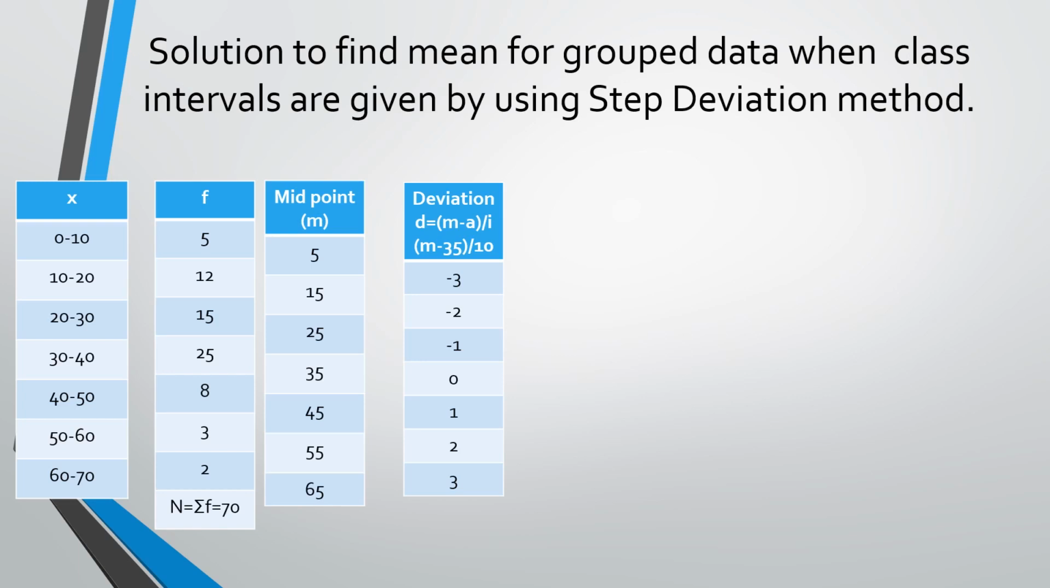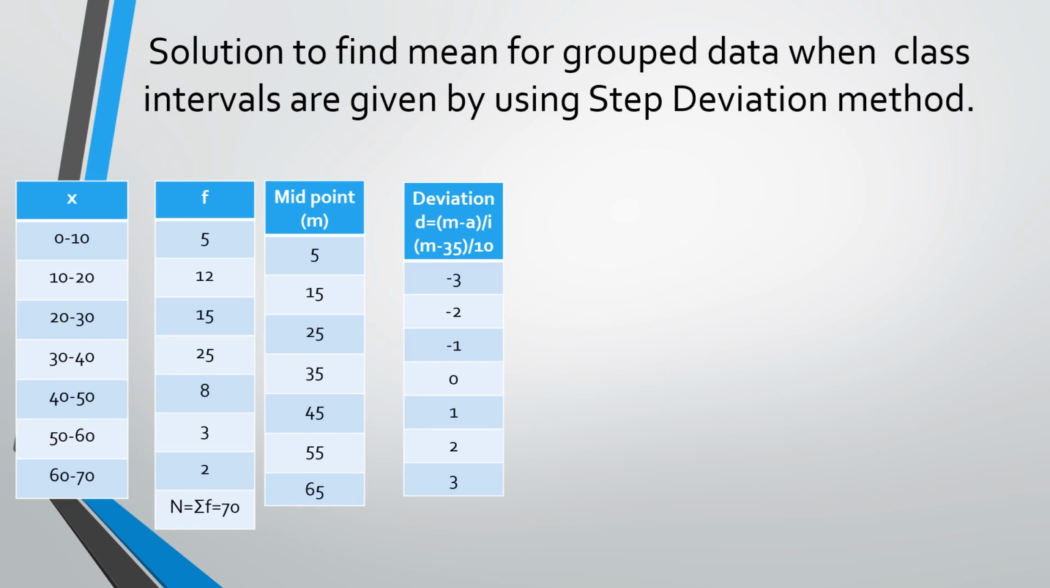For that purpose, the first M value is 5 minus the assumed mean 35. That is 5 minus 35, which is minus 30. Minus 30 divided by 10 is minus 3. The next, 15 minus 35 is minus 20. Minus 20 divided by 10 is minus 2. Then similarly 25 minus 35 is minus 10. Minus 10 divided by 10 is minus 1. Then 35 minus 35 is 0. 0 divided by 10 is 0.